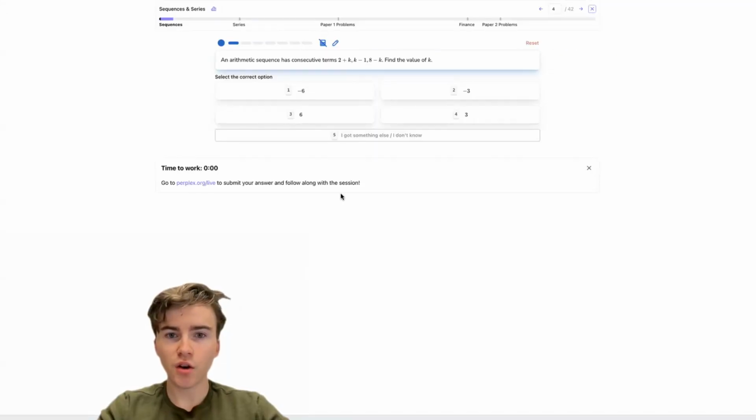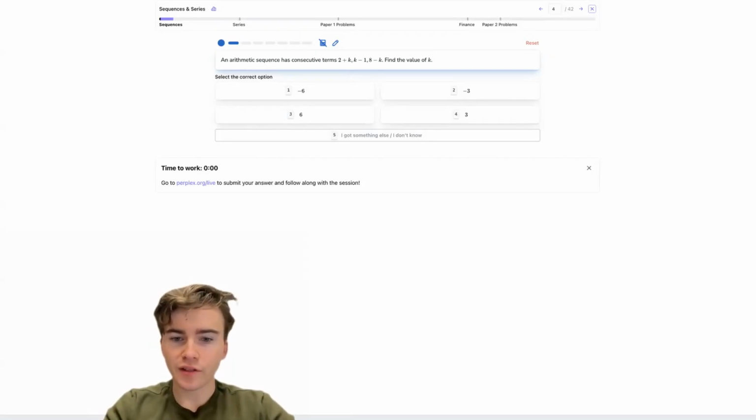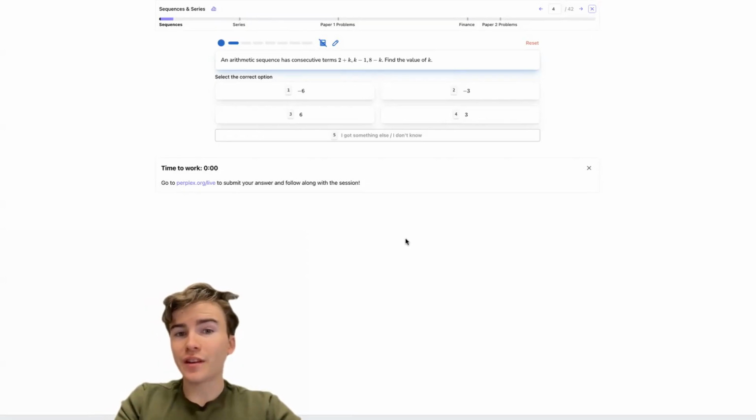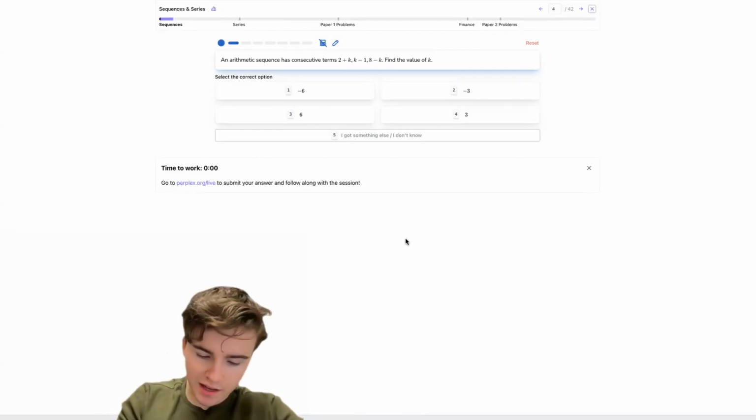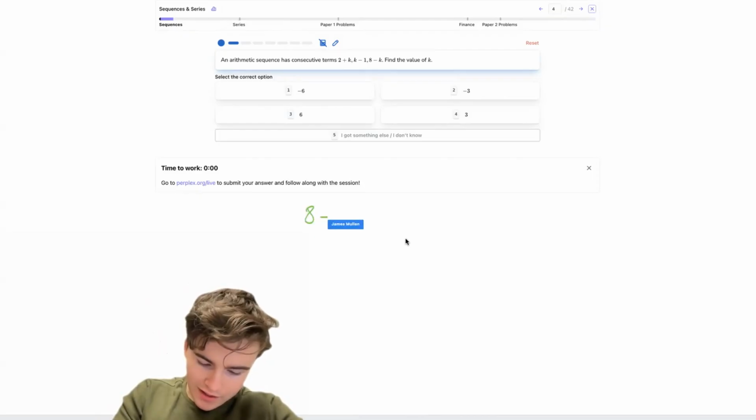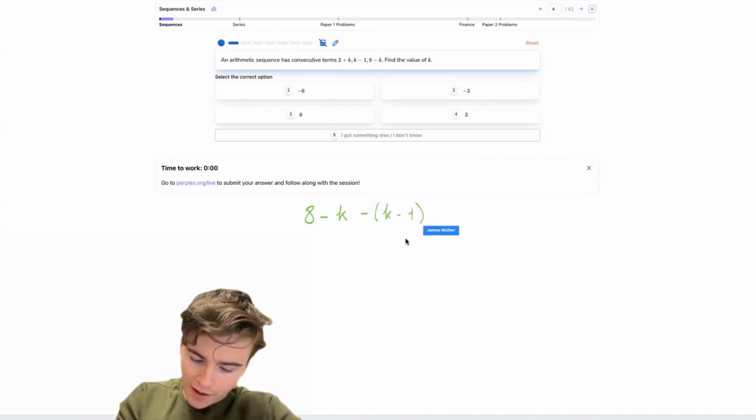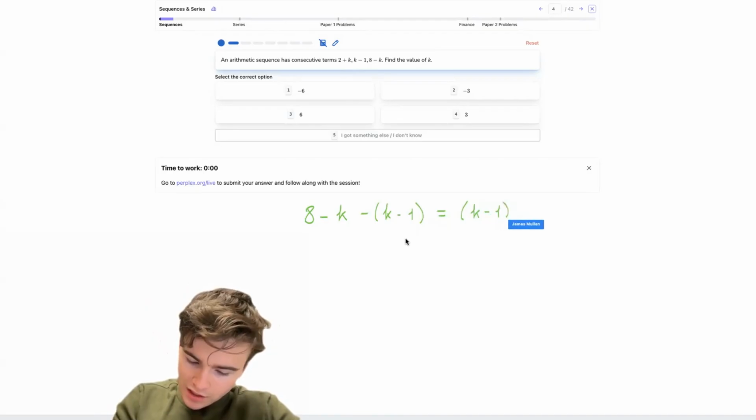All right, let's go over this. So I have the consecutive terms, 2 plus k, k minus 1, and 8 minus k. And if this is an arithmetic sequence, then the common difference, the difference between each pair of consecutive terms, has to be the same. That means that 8 minus k minus 1, third term minus second term, has to be the same as k minus 1 minus (2 plus k).